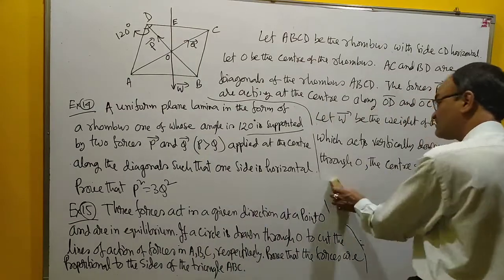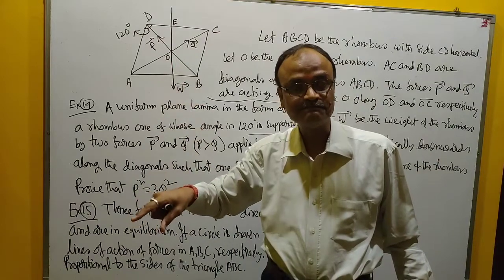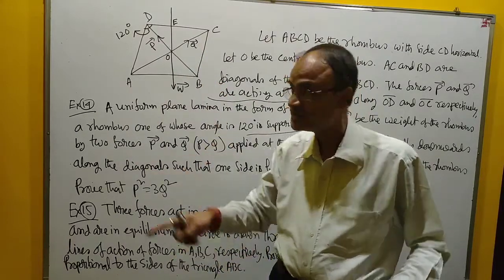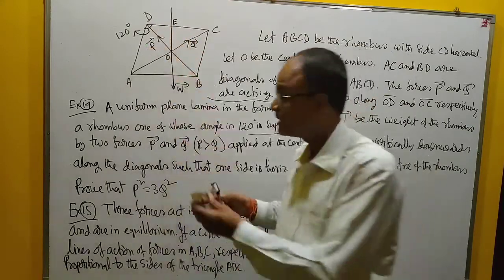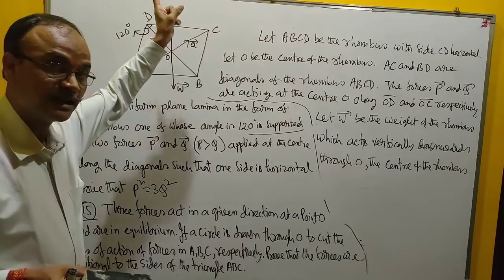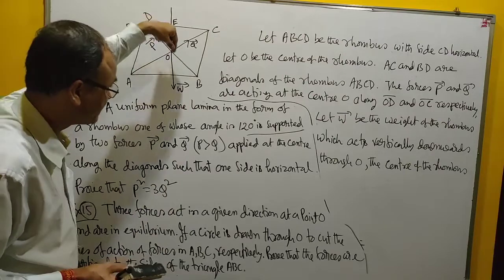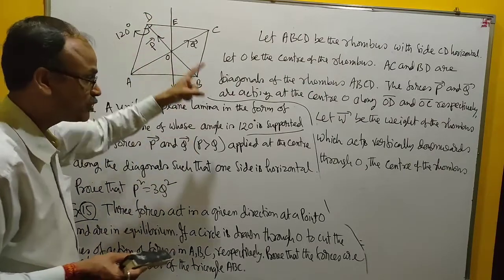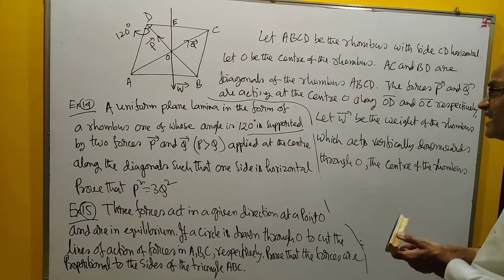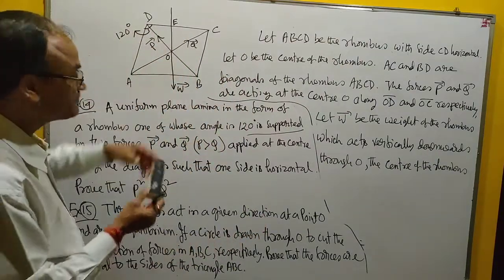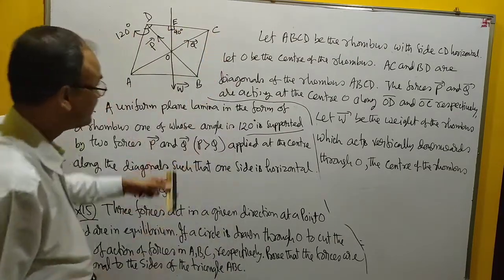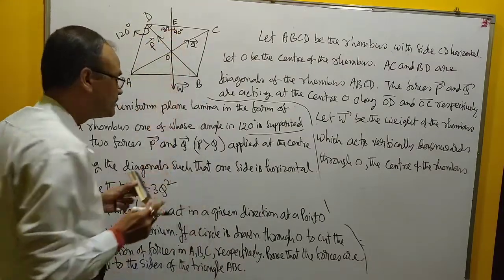Now, the three forces P, Q, and W are in equilibrium. This means that the resultant of P and Q must act vertically upwards, and it will be equal to W. W is acting vertically downwards, therefore the resultant of P and Q must be acting vertically upwards. CD is horizontal, OE is vertical. Therefore, this angle will be equal to 90 degrees.